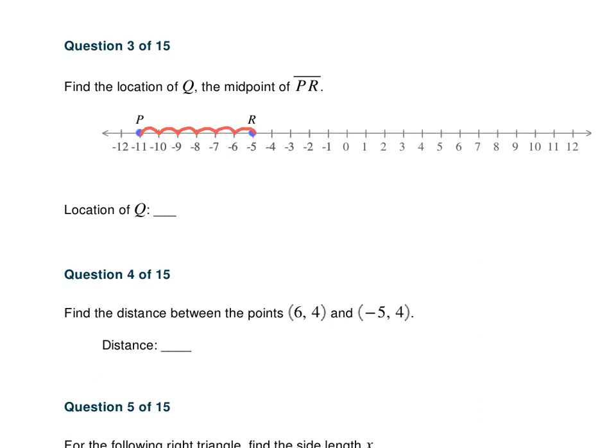So if I asked myself what would be halfway, then that would be 3 from both sides. So I'd count 1, 2, 3, and make my midpoint, and I can count 1, 2, 3 that way. There's 3 units to the left and 3 to the right, making Q right here in the middle at -8.